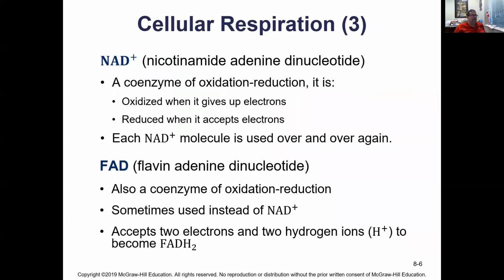Okay? Now, we already mentioned nicotinamide adenine dinucleotide, NAD, and FAD are 2 coenzymes that are involved in cellular respiration. They're electron transfer molecules.